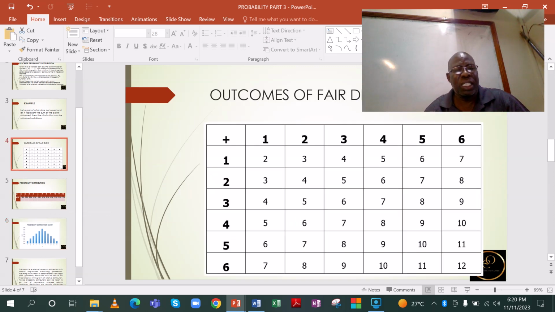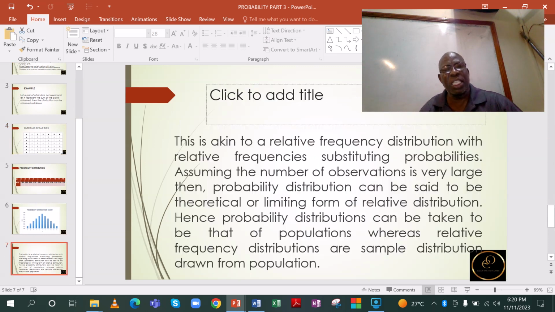So now once that is done, what can we say about this? This is similar to a relative frequency distribution, with the probability substituting relative frequency. That's what we saw when we looked at probability part 1. We talked about relative frequency distribution of frequency tables. If you are not so sure, please go back to my YouTube channel, probability part 1. You get this particular explanation.